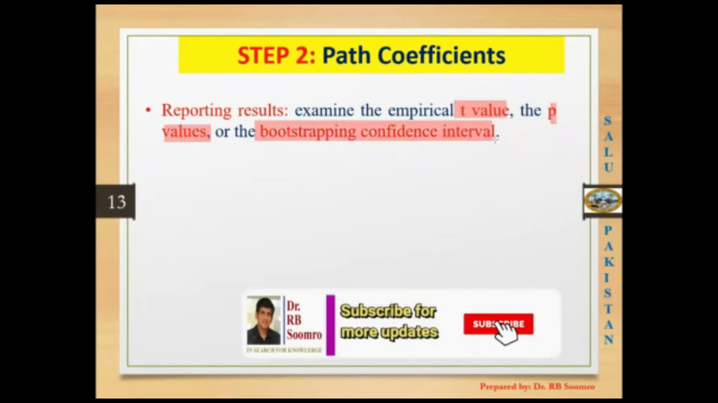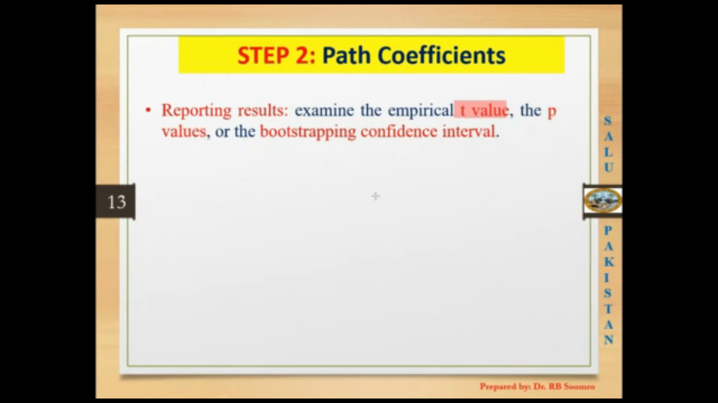Bootstrapping confidence interval. So normally we check these relationships or path coefficients, whether they are significant or insignificant, through the t values and the p values. These are the two tools that are there.